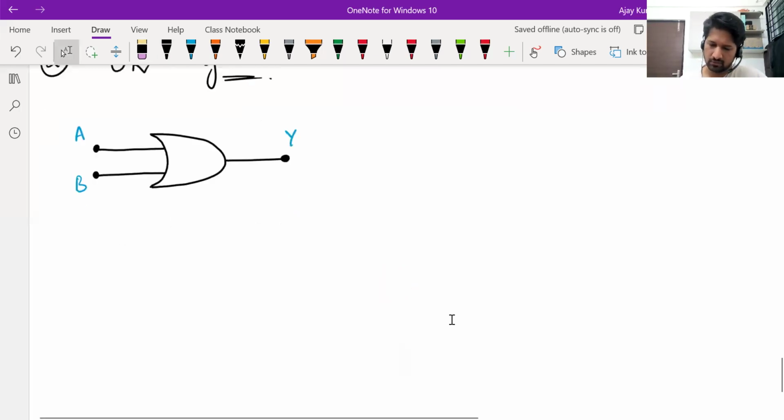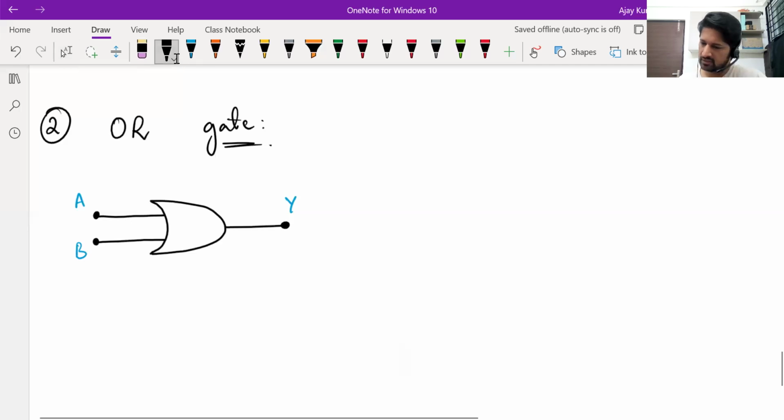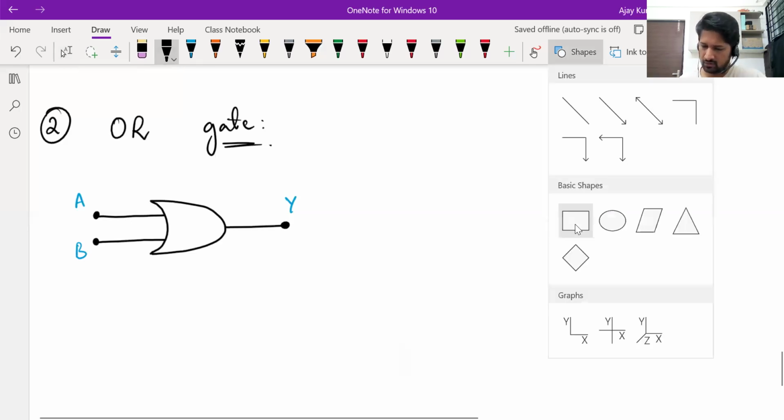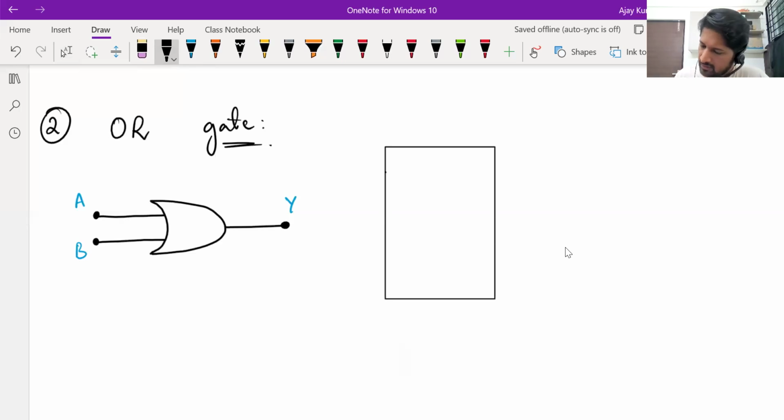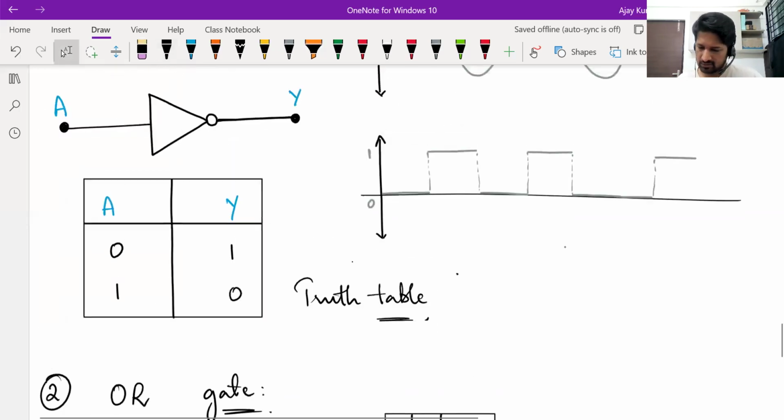So how will you draw the truth table? Now see, there are two input signals to an OR gate, and each input signal has two possible values. So two inputs with each of them having two possible values. So there will be a total of four input combinations. Output is Y. Okay, there are symbols also for this.